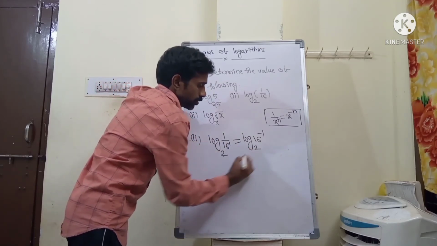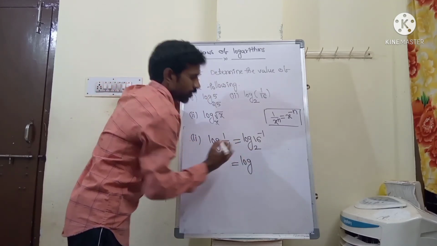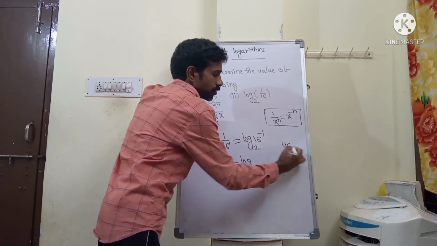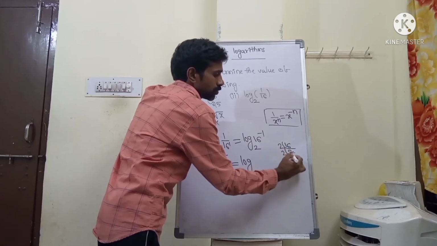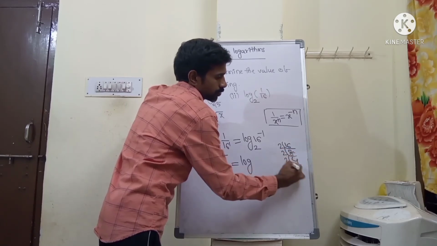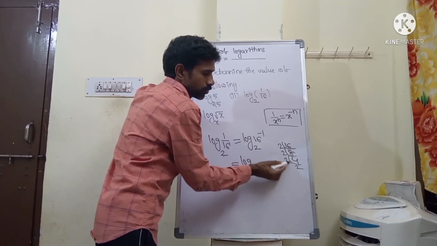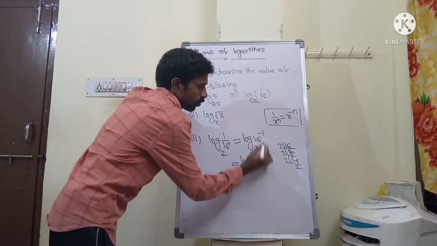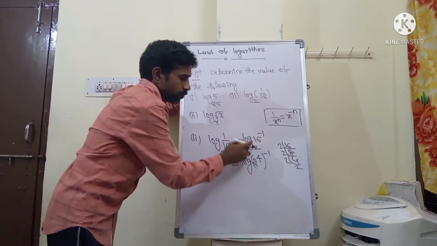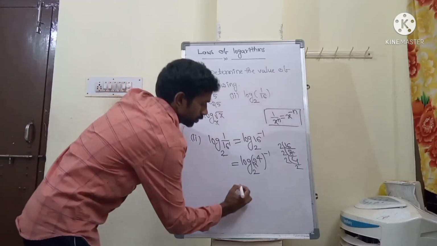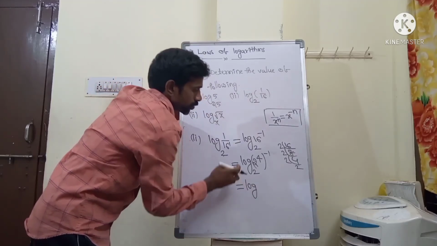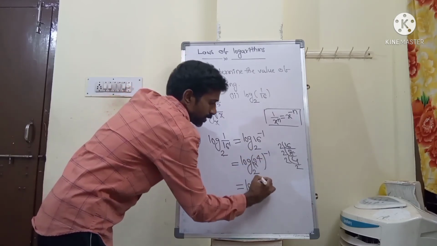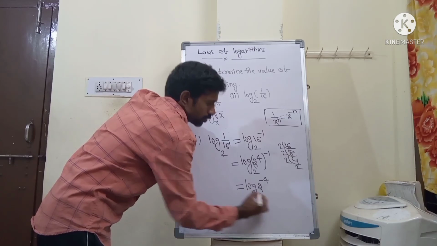So that is equal to, right, the prime factorization of 16: 16 is 2 times 8, 8 is 2 times 4, and so on. So 2 into 2 into 2 into 2, we get 2 power of 4. 2 power of 4 whole power of minus 1, base 2. So we get 2 power of 4 into minus 1, which is minus 4, base 2.